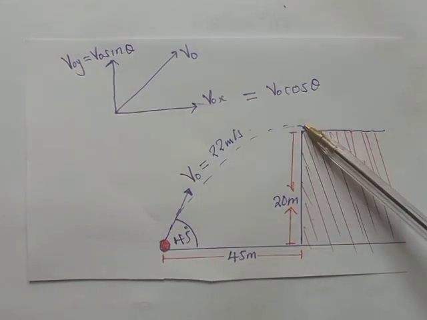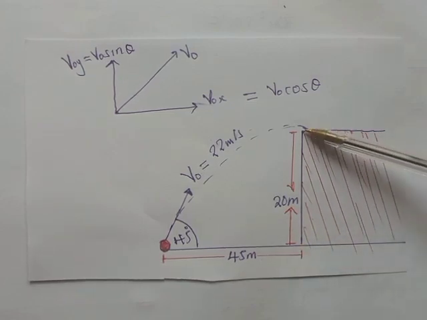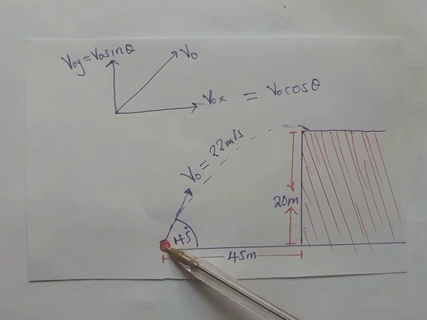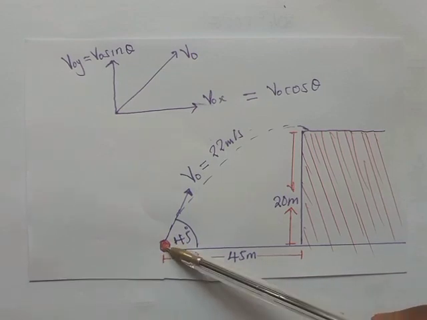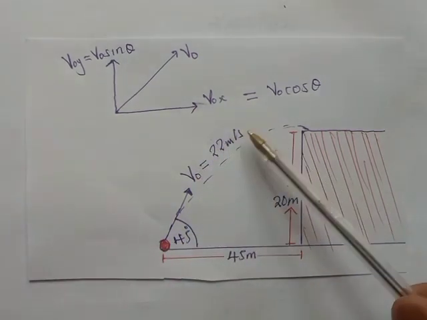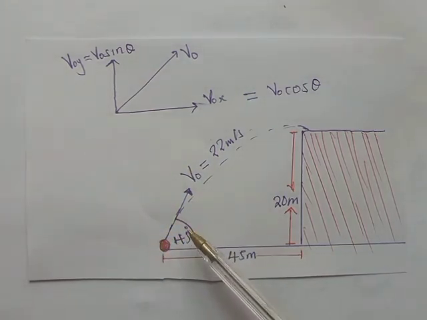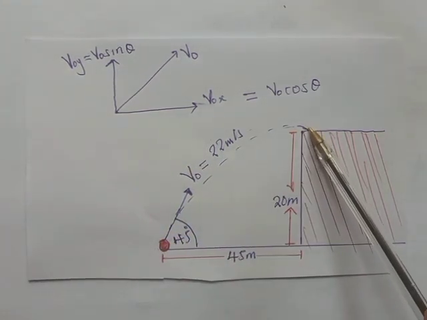This is our wall. From here up somewhere there is our wall. Then the projectile, or rather a rock, has been shot from this given point. So it has to move like this. So now the question is, will the rock reach this given point or not?